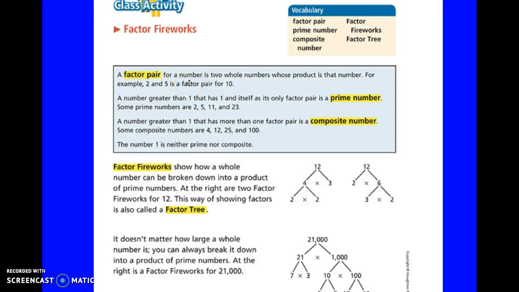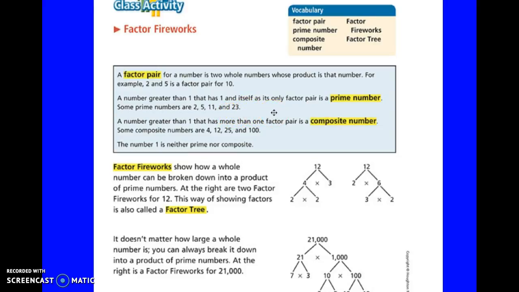Any two whole numbers that I multiply together to get a product are considered a factor pair. So the two numbers that you're multiplying are a factor pair. A number greater than 1 that has 1 and itself as its only factor pair is a prime number. Some prime numbers are 2, 5, 11, and 23.